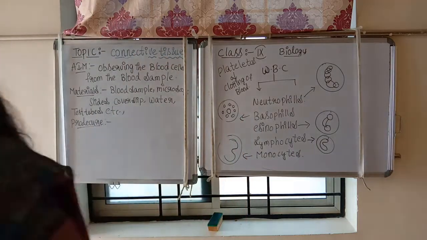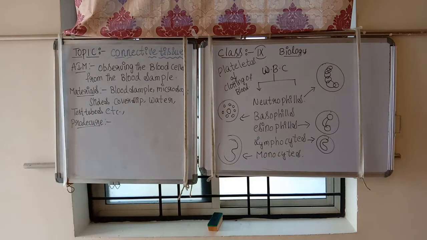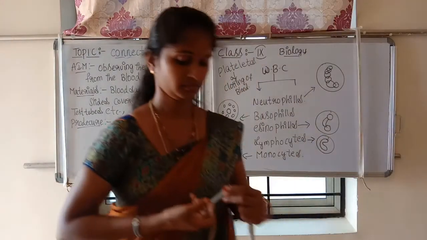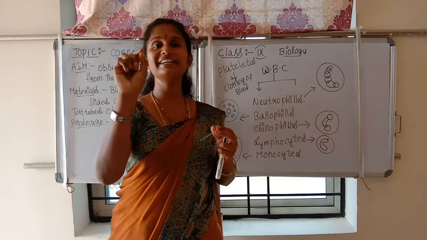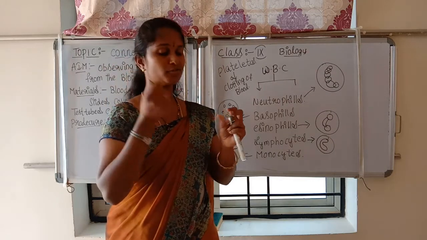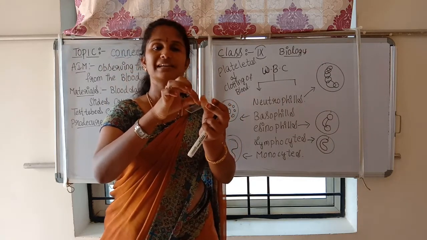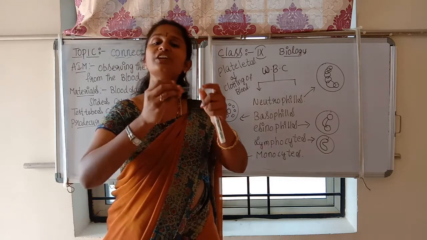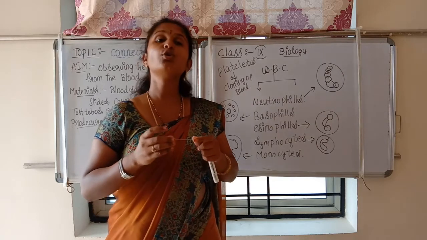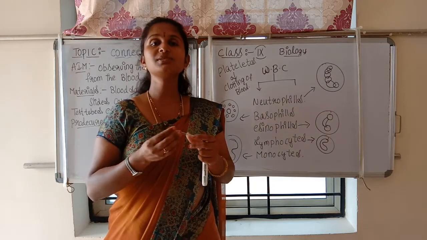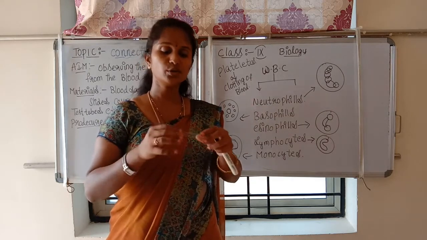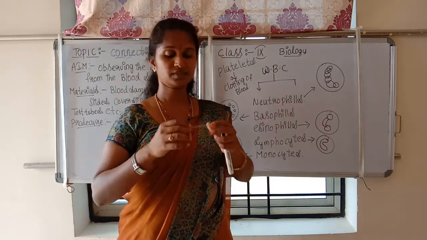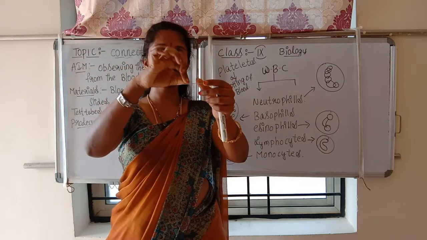Yes, and placed it with the help of a needle. You just collect a drop of blood and place it on a slide. Just on a slide, you place it. When you observe like this, a clumsy mass of cells will be present. When you view under the microscope, you cannot see. At that time, just a drop of blood will be kept on a slide.